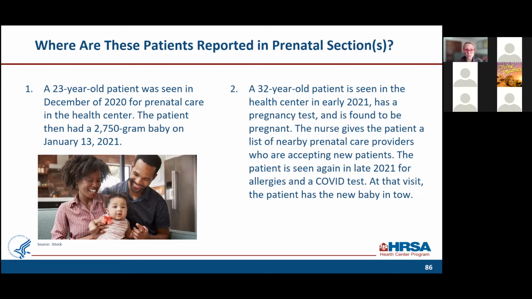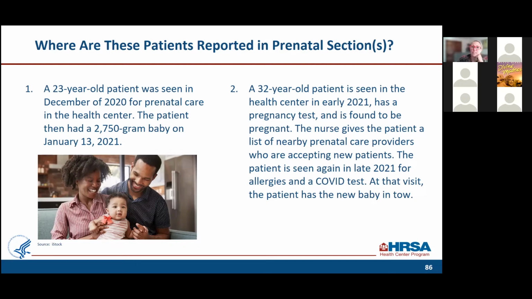So that's one scenario. And let me read the next scenario, then we'll talk through both of them. Okay, so another patient, a 32-year-old patient, is seen at the health center in early 2021. The patient has a pregnancy test and is found to be pregnant. The nurse gives the patient a list of nearby prenatal care providers who are accepting new patients. The patient is seen again at the health center in 2021 for allergies and a COVID test. At that visit, the patient has a new baby in tow.